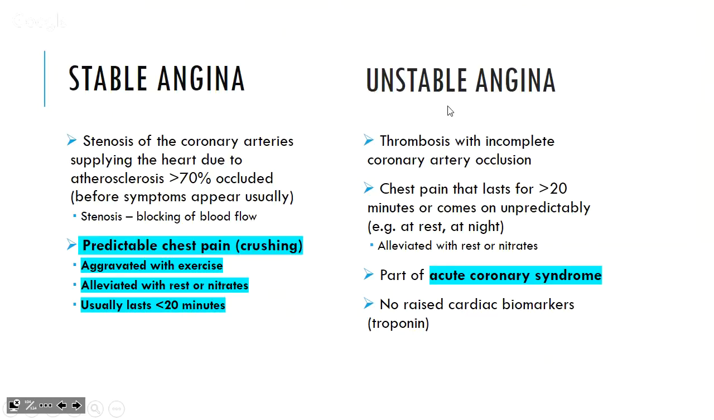We'll have a look at unstable angina now. This will be increased occlusion, so it'll be 80-90%, and it'll be chest pain that actually comes on when you're at rest and also at night. That's why it's different to stable angina. However, there'll be no raised troponin and no ECG changes as well.